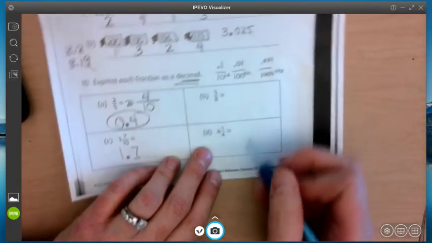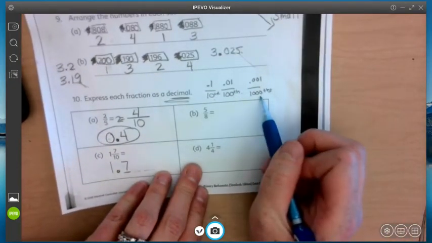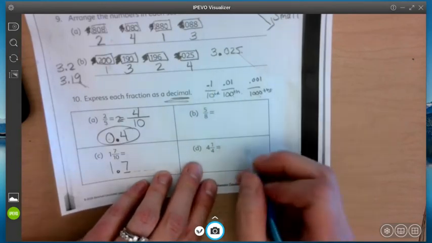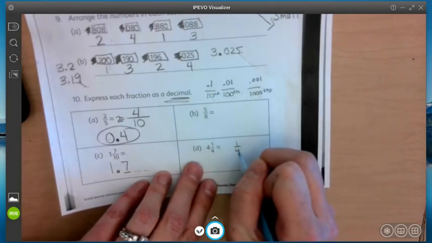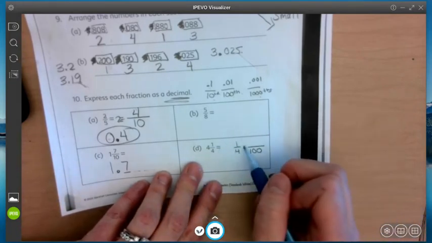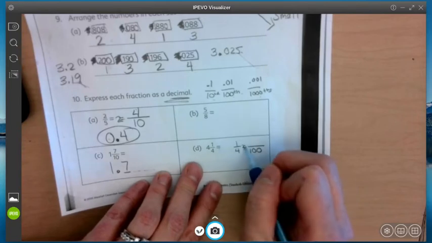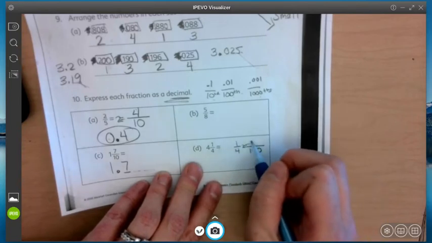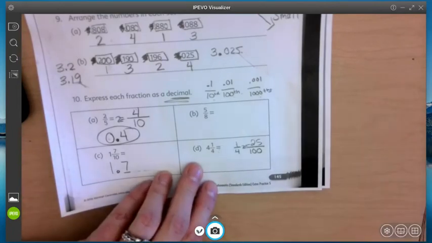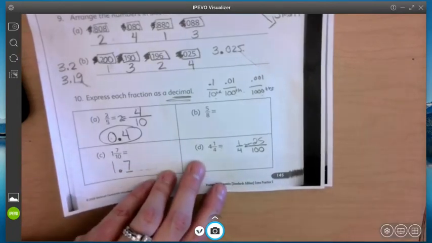So remember, I have to switch it over to tenths, hundredths, or thousandths. Well, 4 can't go into 10, but 4 can switch over to 100. So I'm going to switch 1/4 over to 100. And I know that 4 times 25 is 100, and so 1 times 25 is 25. And also 1/4 is always 25%, or a quarter of a clock, a circle.